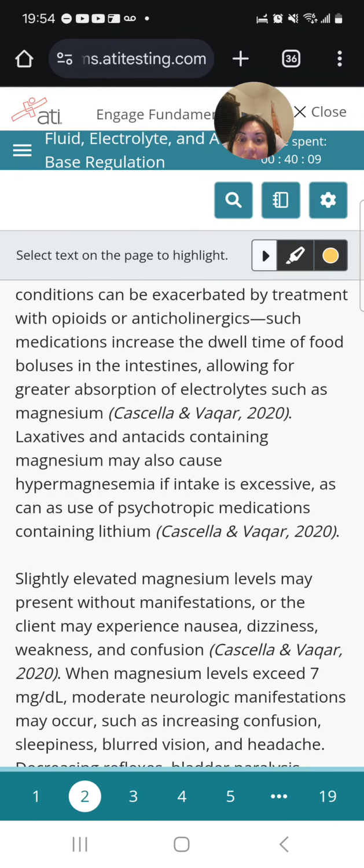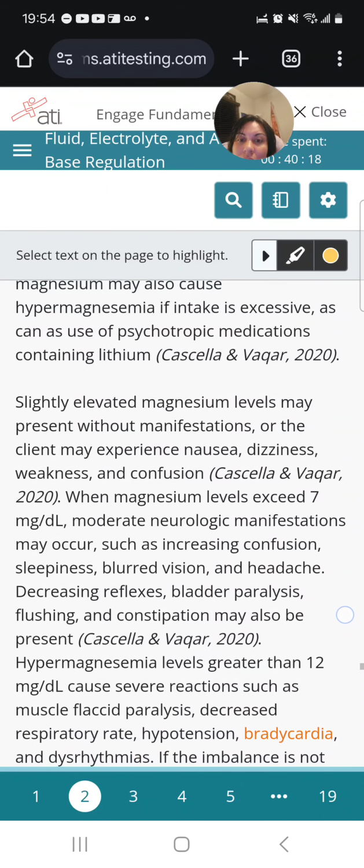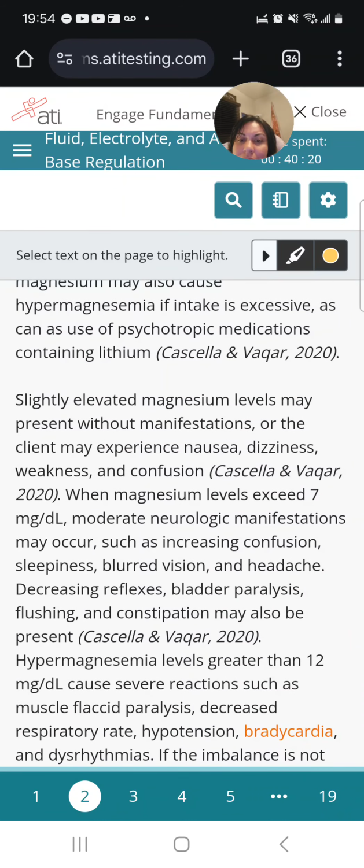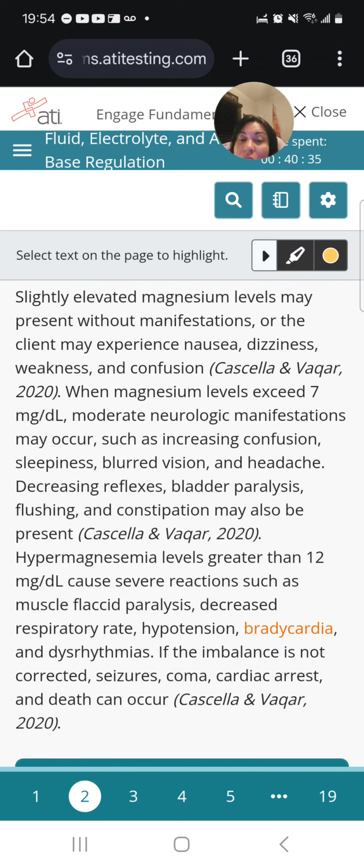Laxatives and antacids containing magnesium may also cause hypermagnesemia if intake is excessive. When magnesium levels exceed 7 milligrams, moderate neurological manifestations may occur, such as increased confusion, sleepiness, blurred vision, and headache. Decreased reflexes, bladder paralysis, flushing, and constipation may also be present.